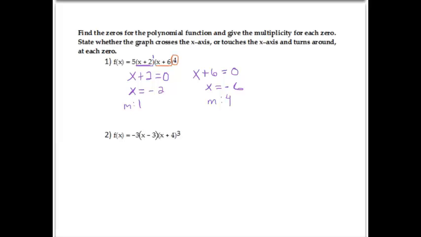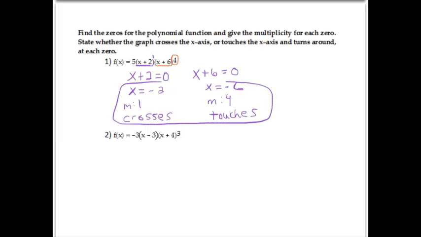And then last, we want to say whether the graph touches or crosses the x-axis at each of these zeros. If the multiplicity is an odd number, like this first one, that means that it crosses. If the multiplicity is an even number, like the second one, that means that it touches. So this right here is our set of answers.